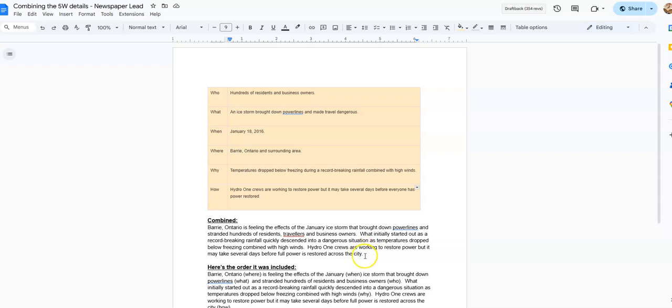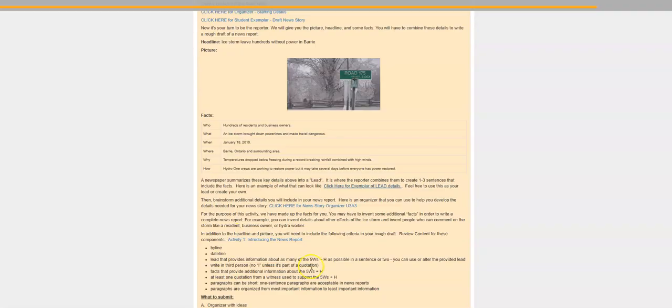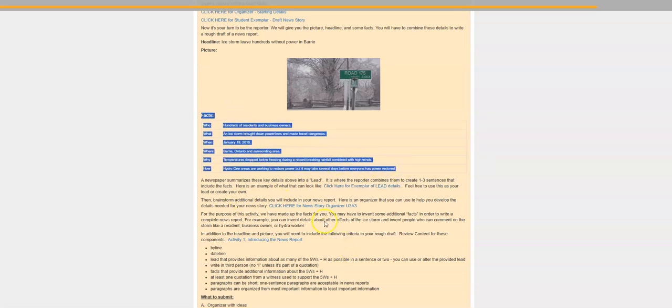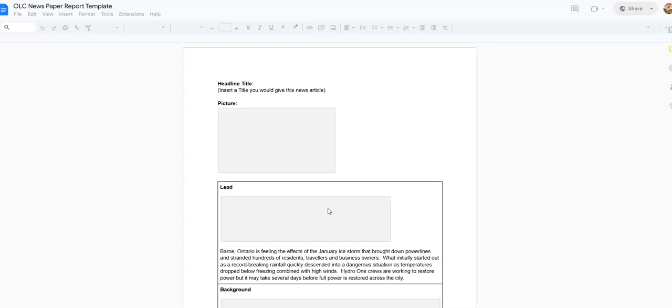So you're welcome to use this lead or write your own. Okay, so that's what this particular organizer was showing you. Feel free to use that or create your own. Okay, so we're going to need to brainstorm some additional details because these ones were given to us. So we're going to mainly use this organizer right here.